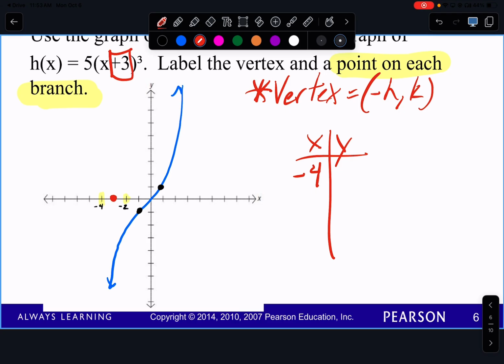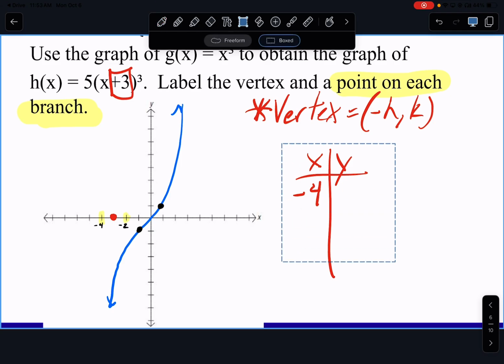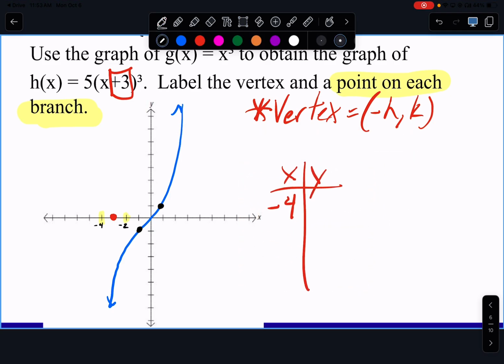Okay, what we're going to do now is plug negative 4 into our equation. I'm going to rewrite it over here so that we can see it, right next to our table of values. I'm going to put 5, and then instead of x, I'm going to put negative 4 plus 3 cubed. So if we plug that in there, what's negative 4 plus 3? Negative 1. Negative 1 cubed is negative 1. Negative 1 times 5 is negative 5. So I know that it's going to be at negative 4, negative 5. So let's go plot that on our graph.